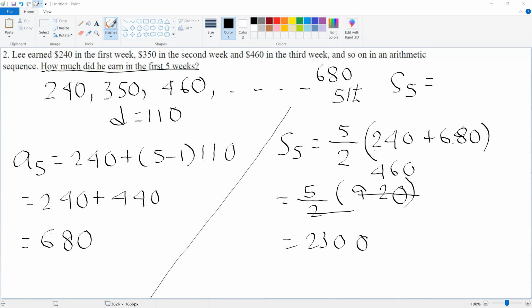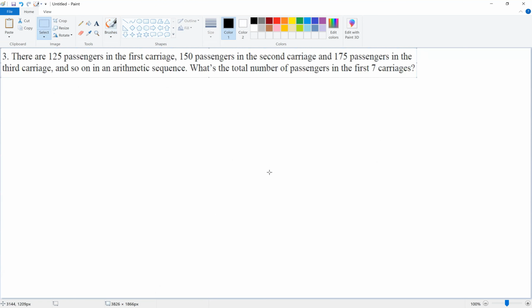Did you not do the last part? I forgot to do that, but you understand, right? Yeah, because how much did you earn in the first 5 weeks? Because it's counting all the weeks before. It's not the 5th week. It's asking for how much did you earn in 5 weeks. Yeah. All right. Koshani, number 3.